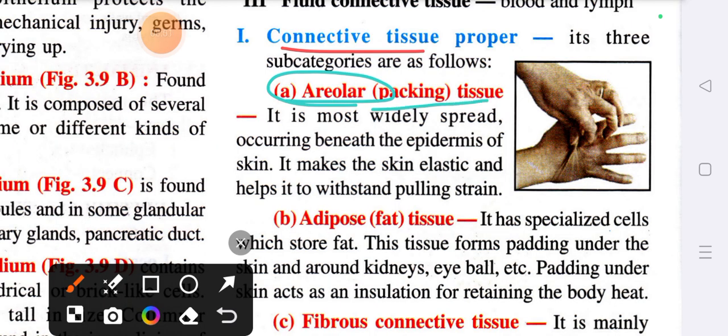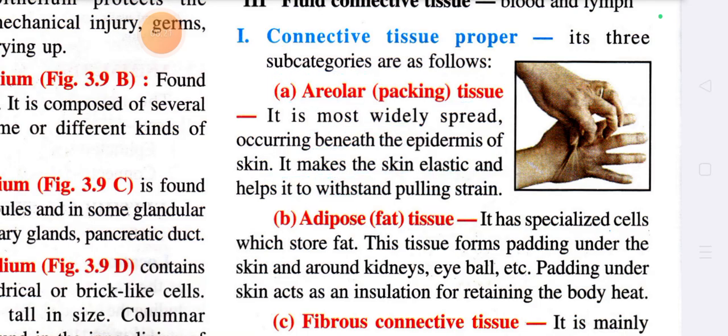Areolar or packing tissue. It is most widely spread, occurring beneath the epidermis of skin. It makes the skin elastic and helps it withstand pull. When we pull the skin, it doesn't come off, right? So it is flexible. It gives the flexibility.